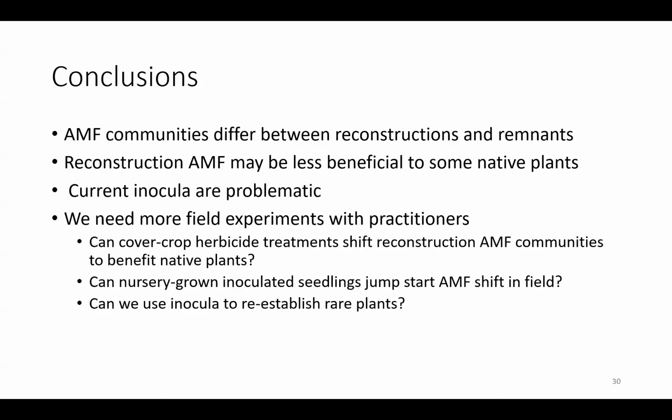So I think we really need more field experiments with practitioners. I'm really interested in cover crop and herbicide treatments that may allow us to shift reconstruction AM fungal communities in a way that would make them more beneficial to native plants. We have this question of whether you can use plugs of nursery-grown inoculated seedlings to form loci in the field that may facilitate establishment of beneficial mycorrhizas. And then an ongoing question for me is the extent to which we can use inocula to actually reestablish those rare plants that are so difficult to establish right now in prairie restorations. Thank you very much. And I'll turn it over to the next speaker.